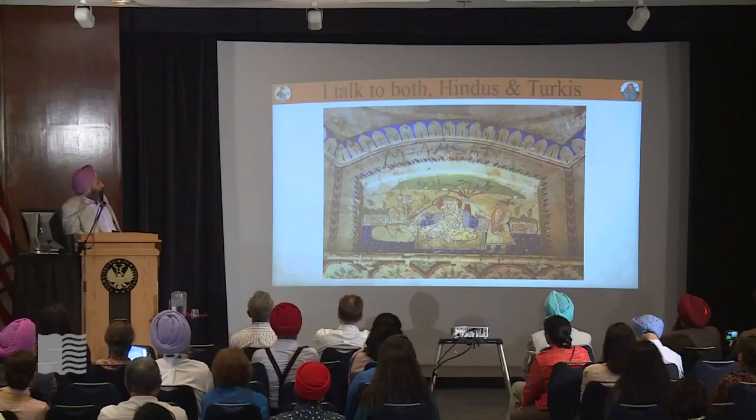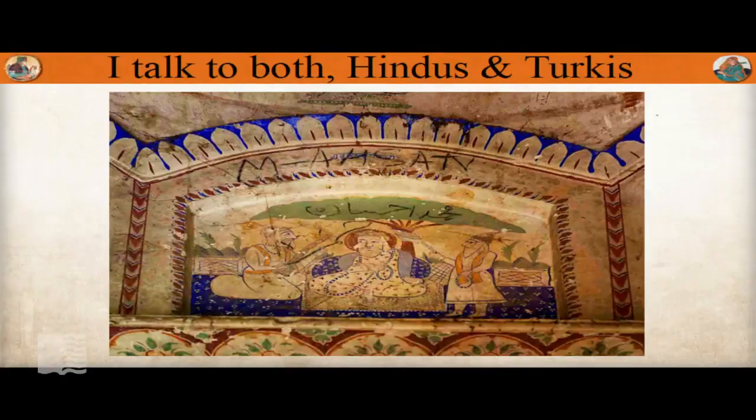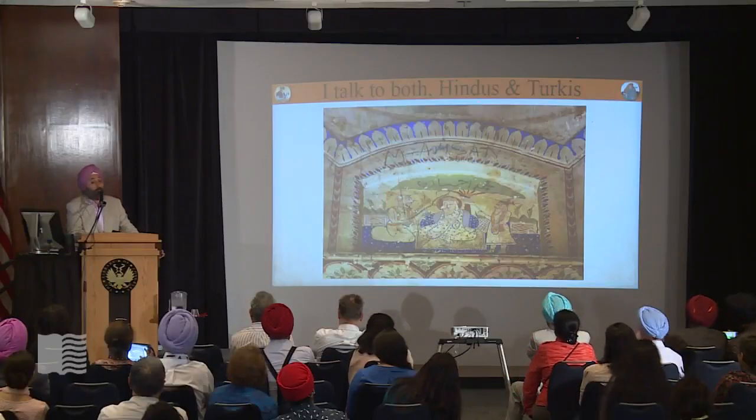Guru Nanak is typically shown in art forms across East Punjab, Sindh, Balochistan, West Punjab, and the Kashmir area and Khyber as a man sitting under the big canopy of a tree, and his Muslim companion, Bhai Mardana, playing the rabab, and his Hindu companion, Bhai Bala, standing next to him. What he's saying is, I talk to both Hindus and Turkis. He's not saying I talk to both Hindus and Muslims. This is a very fine thing out here.